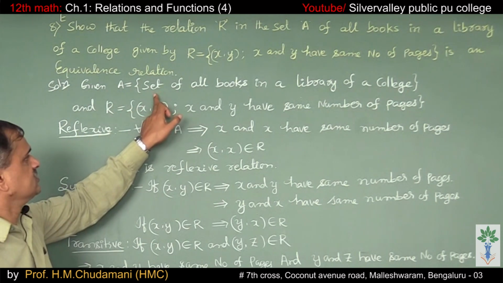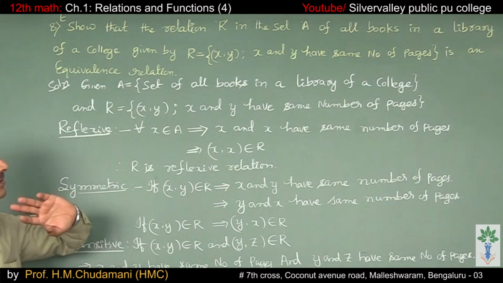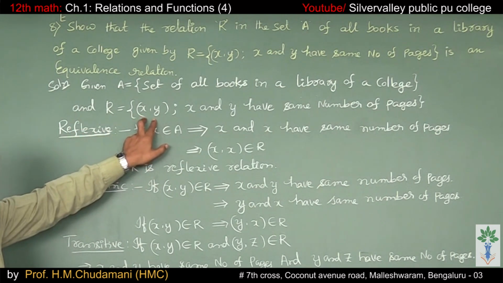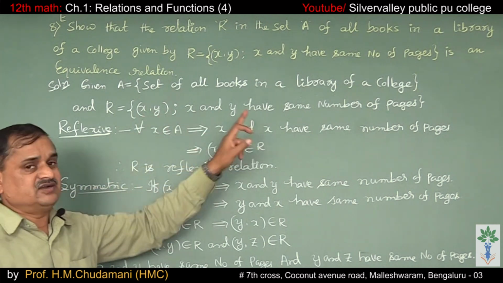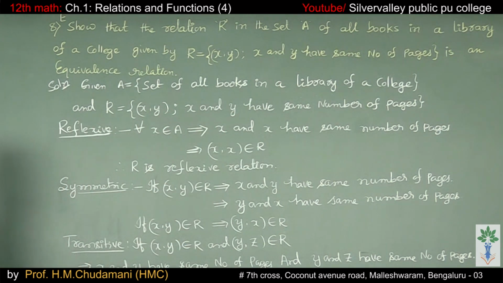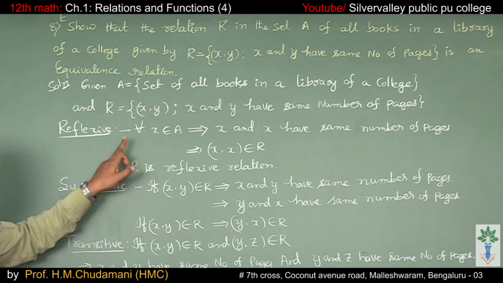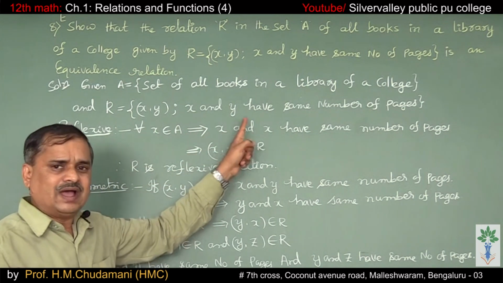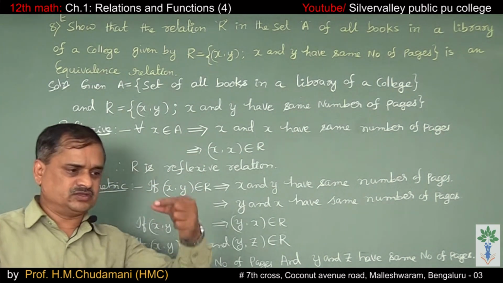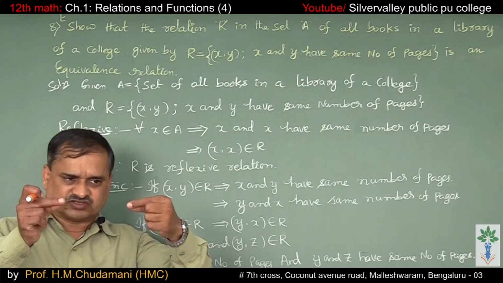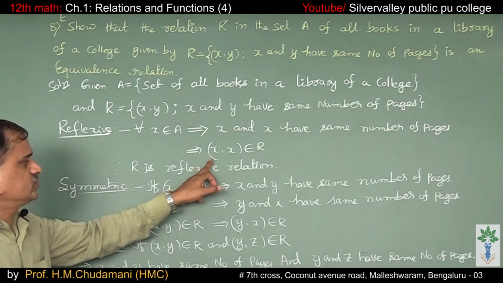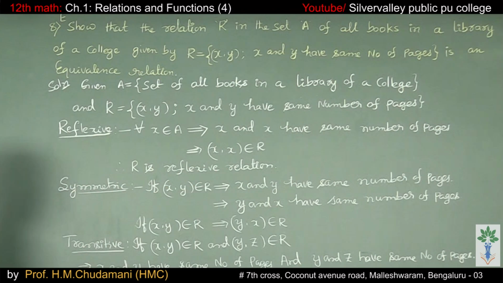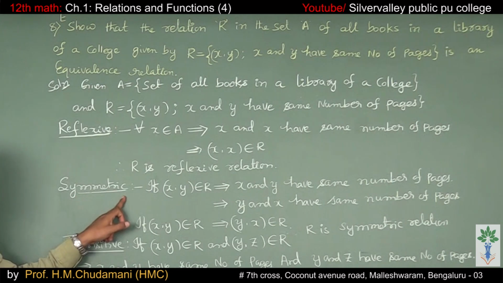Given the set of all books in a library of a college and the relation R equals the set of ordered pairs (x, y) such that x and y have the same number of pages. Let us check the reflexive relation. For all x belongs to the set A, x and x have the same number of pages. The book x has the same number of pages. So (x, x) belongs to the relation. R is a reflexive relation.